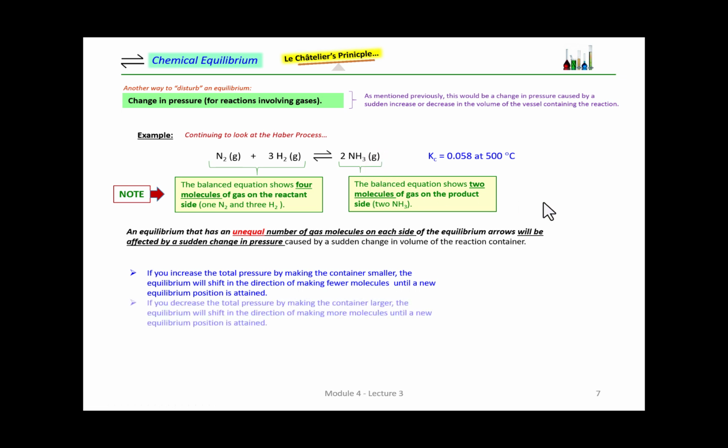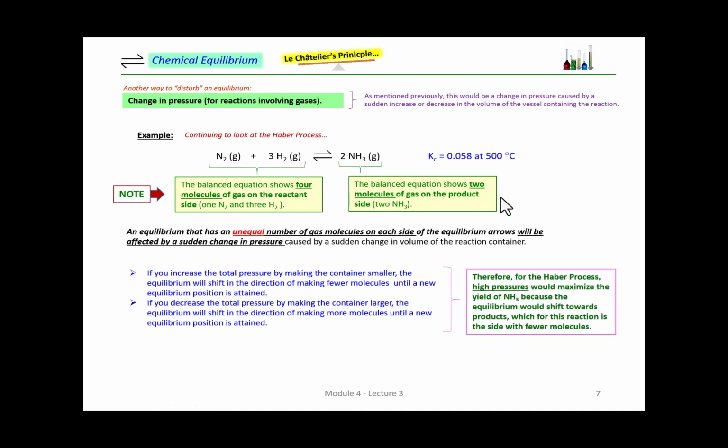If, on the other hand, you decrease the total pressure by making the container larger, the equilibrium will shift in the direction of making more molecules until a new equilibrium is reestablished. So for the Haber process, high pressures would maximize the yield of ammonia because the equilibrium would shift towards products, which for this reaction is the side with fewer molecules. We will try to illustrate this with a couple of pictures on the next slide.